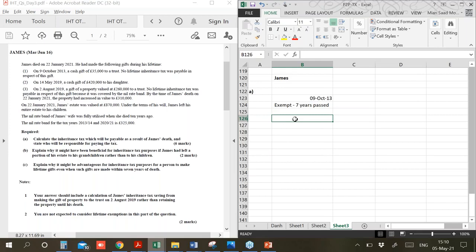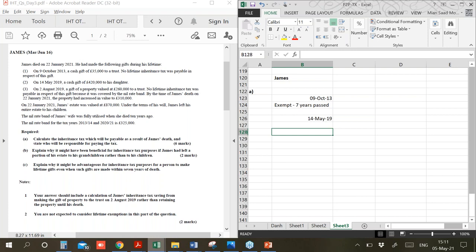Then the second one, 14th May 2019. This one, a cash gift of 420,000 to his daughter. As it is in 2019, you can clearly see that this cannot be exempt as this is within 7 years of the death. And if I check about the taper relief, I guess the taper relief will also not be available. Why? Because from 2019 till 2021 it is less than 3 years, because the 3 years period would have been completed in May 2021, and he has died before May 2021.